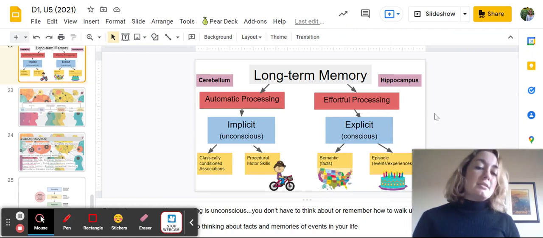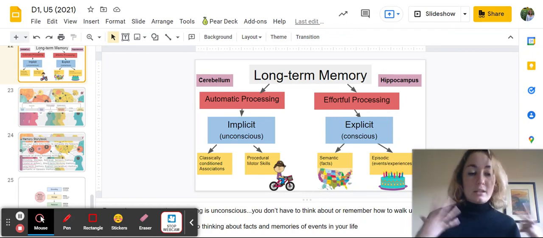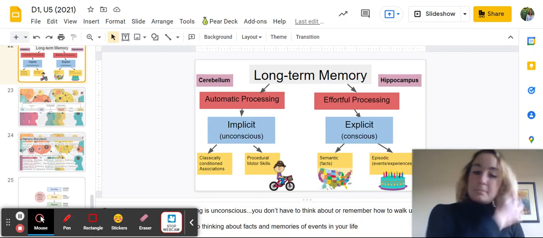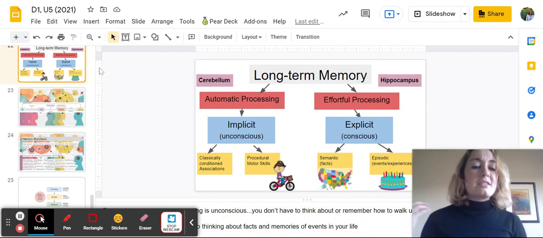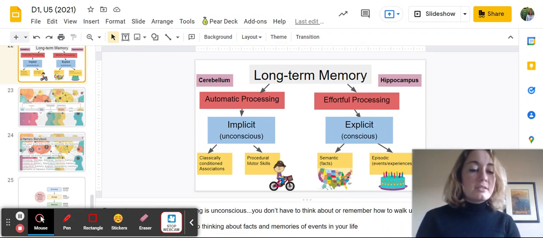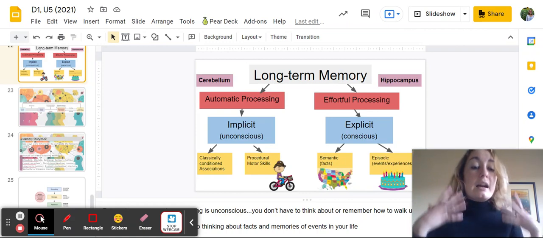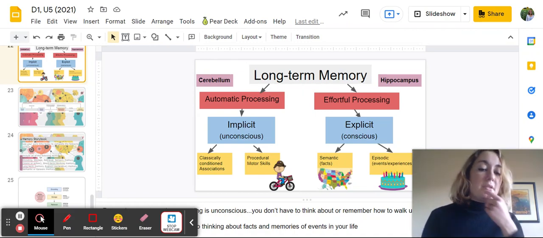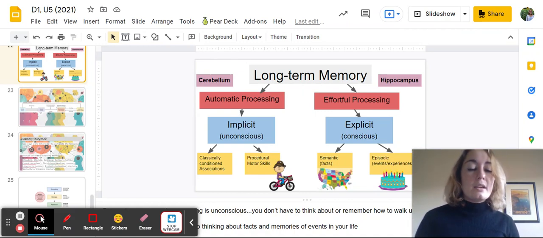Now, let's get into effortful processing, so memories that you have to actually consciously think about and grapple with. These are processed in your hippocampus. When you're first storing them, it's more the cerebellum that helps with implicit memories, and when you're first storing explicit ones, it's more the hippocampus dealing with it. These are also called explicit memories, which are conscious ones: when you're storing them, you have to put thought and conscious effort into it, and when you recall them, you have to put conscious effort into it.